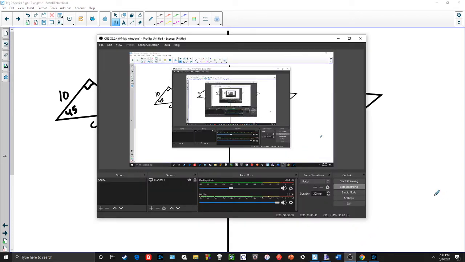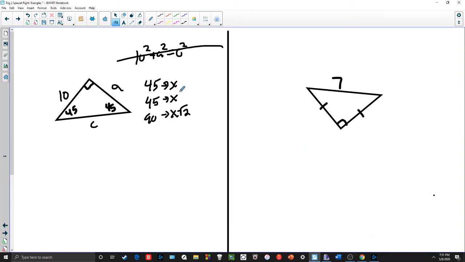45, okay, mic is on. 45 is x, 45 is x, 90 is x root 2. That's, again, the special property we have with these right triangles. Now I look through this here and I say, okay, well, this side right here, across from this 45 angle, that side's 10. It doesn't matter which one because they're both 45, so I'm just going to call this one equal to 10, because it's given to me.